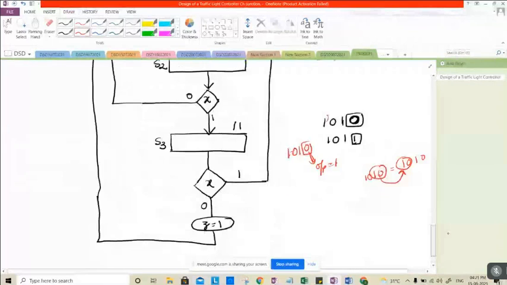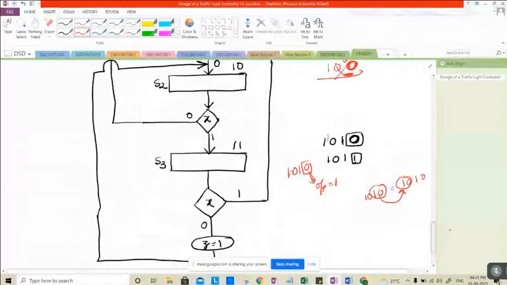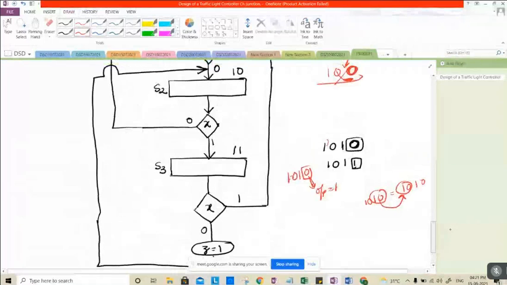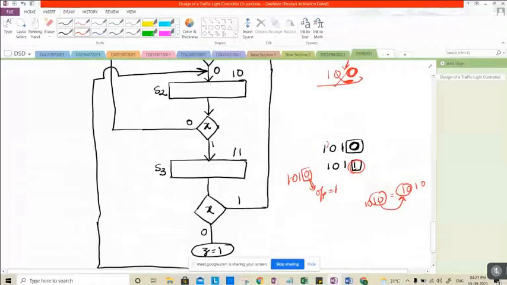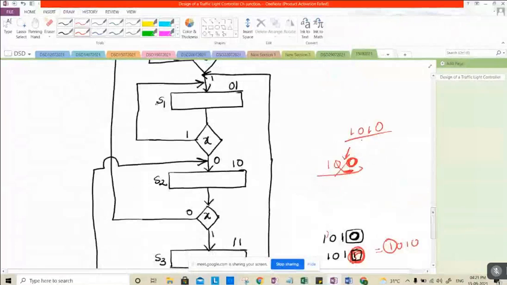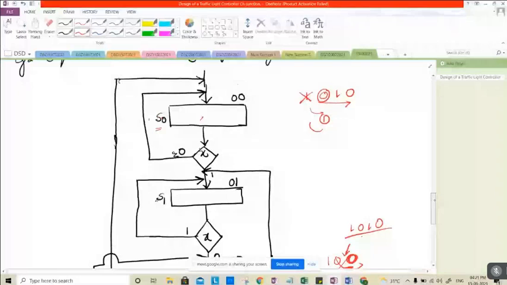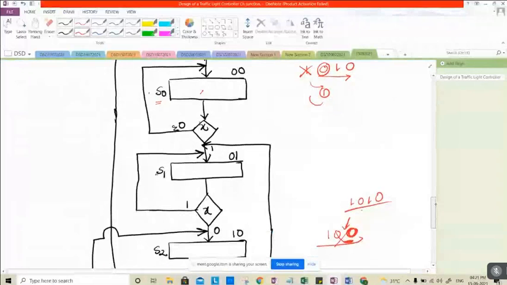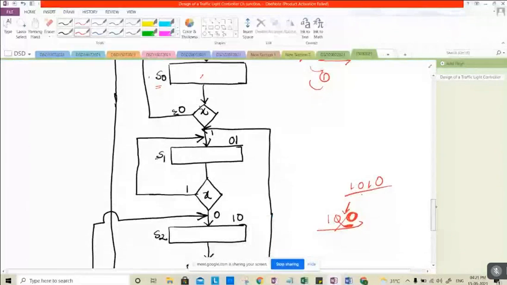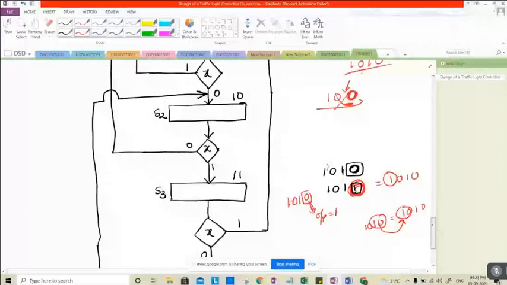If it is 1011, so if it is 1, then if we compare this with the original sequence, 1 and 1 are matching, and hence we may move to the state which has already detected 1. Here in S1 it is detected, so we are supposed to move to S1 with output equal to 0. So this is it.